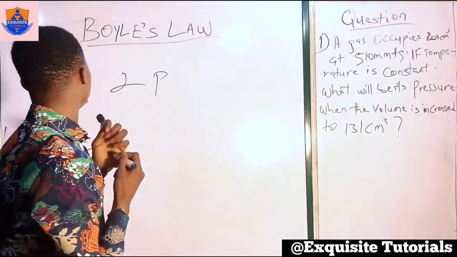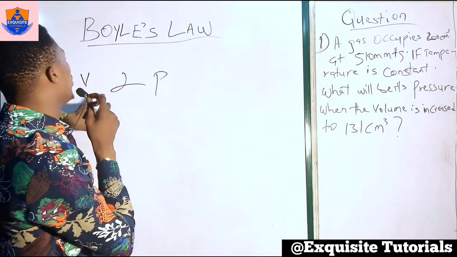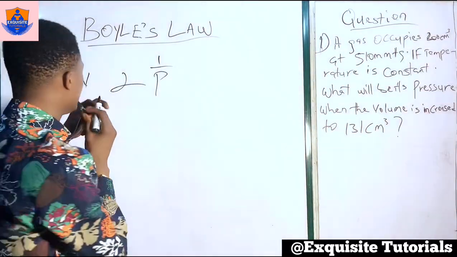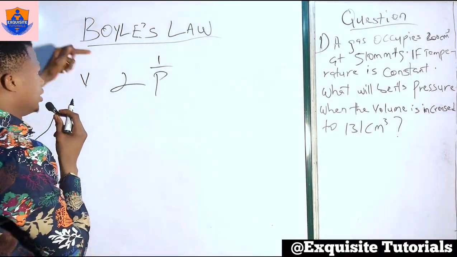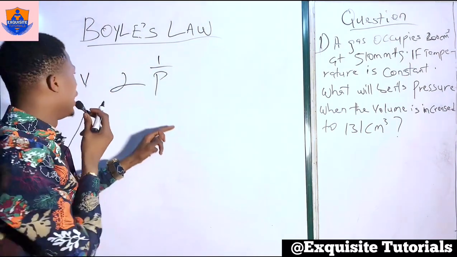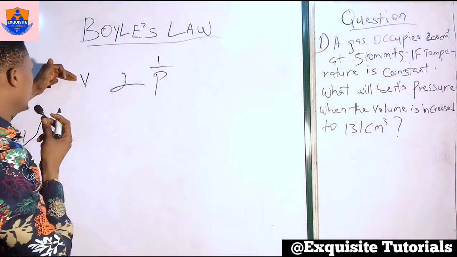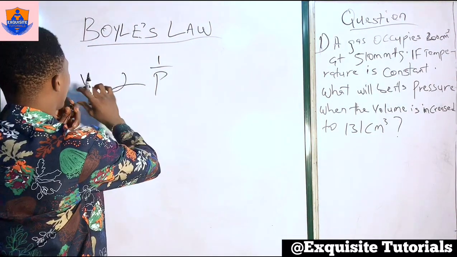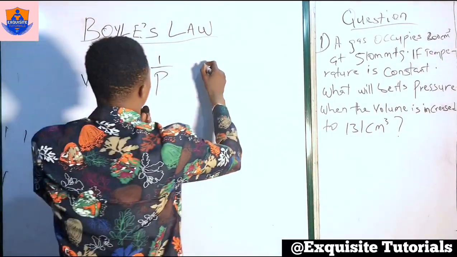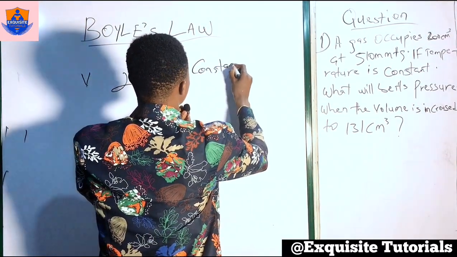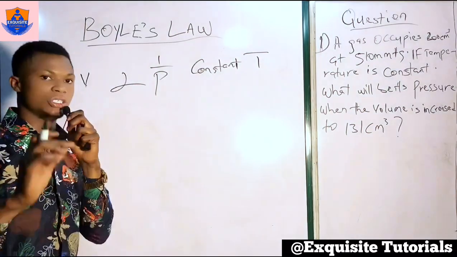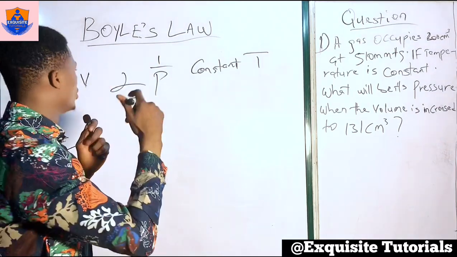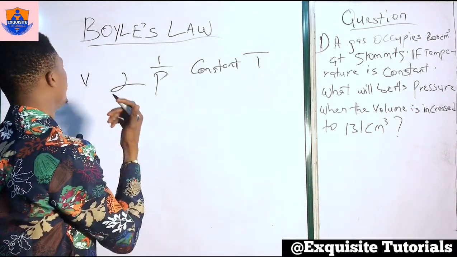Now, this law makes us understand that since volume is inversely proportional to pressure, when volume increases, the pressure is reducing. And when pressure increases, the volume is what? Reducing. This is what Boyle's law is talking about. Remember, at constant T, which is your temperature. Now, we are going to use this definition that Boyle is explaining to solve questions involving Boyle's law.